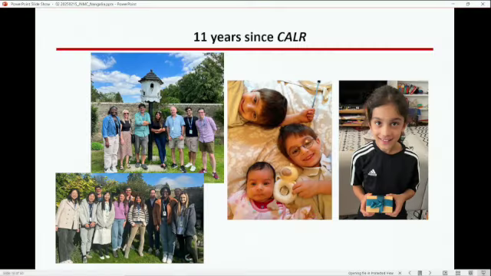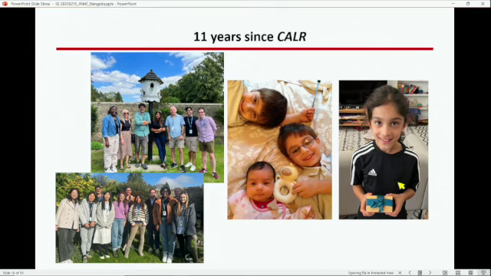I still treat MPNs, my group's growing, and this little girl in the middle here, the little baby with the ducky, is now 11 years old. So there you go. And they're actually here with us in Phoenix because we're going to take them on a little holiday after tomorrow.